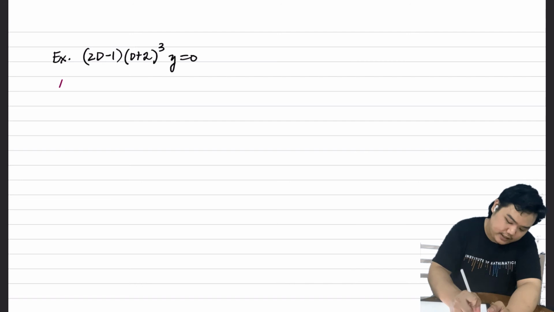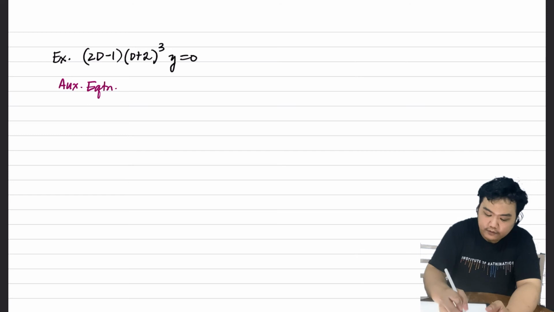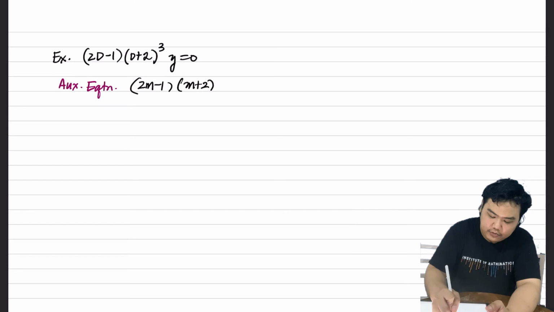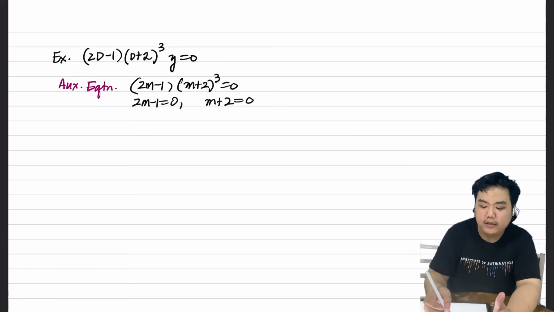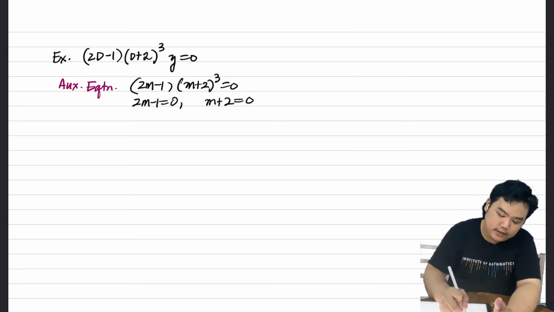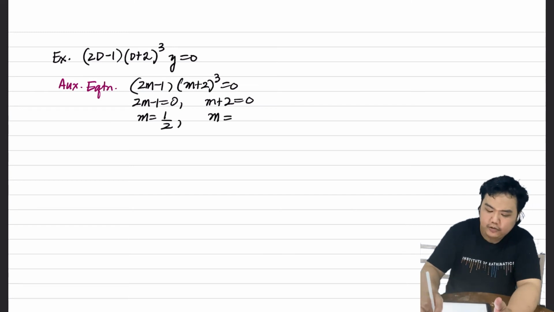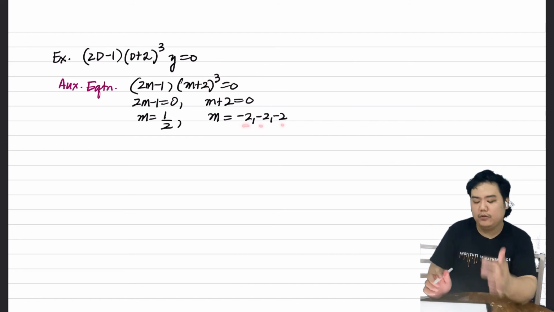Okay, let us find the auxiliary equation. We are solving this differential equation. So, find the auxiliary equation, which is (2m minus 1)(m plus 2) cubed is 0. So, 2m minus 1 is 0. So, m plus 2 is 0. Pero tatlong beses umuulit kasi the exponent is 3. So, sa dulo ko na lang isusulat kapag na-compute ko na yung root. So, the first one, m is 1/2. Sa pangalawa naman, m is negative 2, but 3 times. Kung ano yung exponent niya, yun yung beses niyang umuulit.